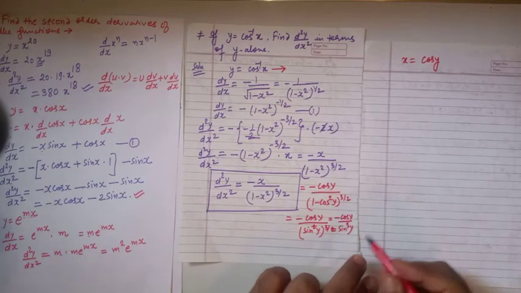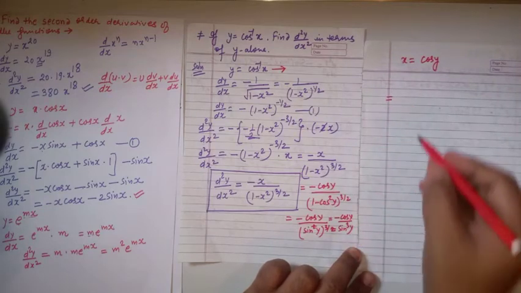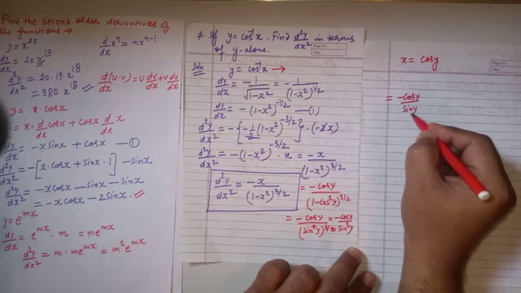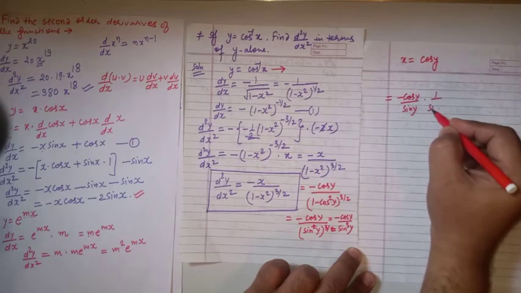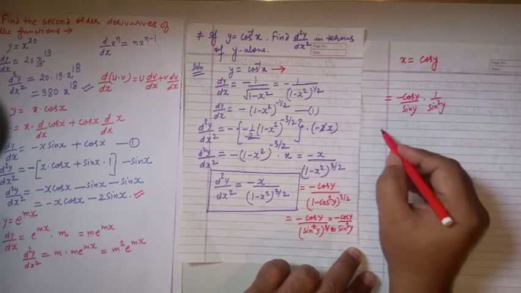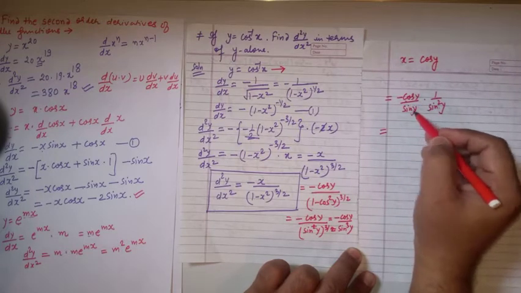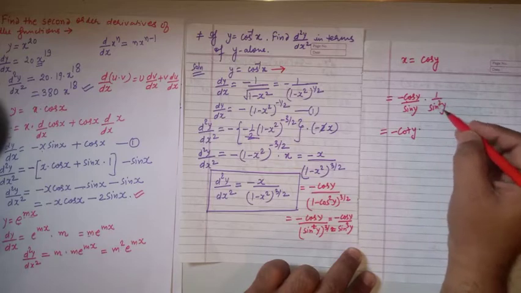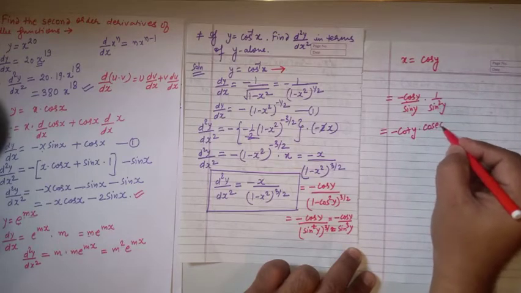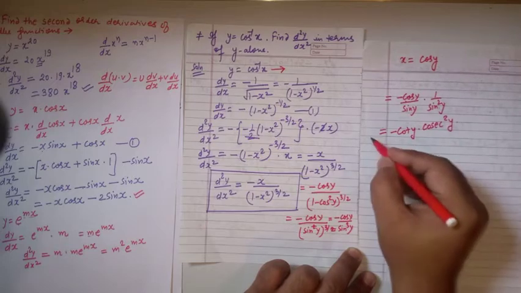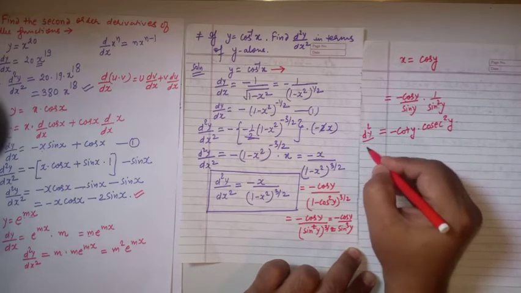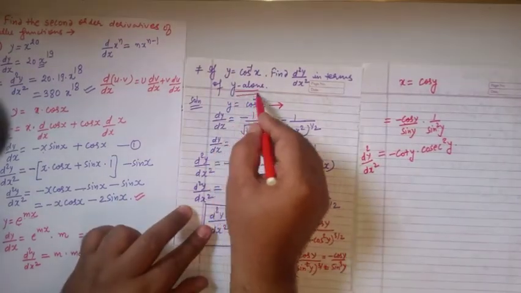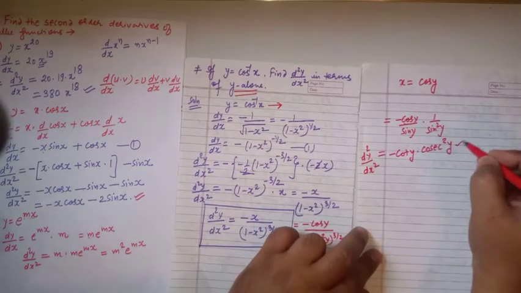Okay, now this can be written as minus cos y divided by sine y times 1 over sine square y. Now minus cos y over sine y is minus cot y, and 1 over sine square y is cosec square y. So the second derivative in terms of y alone is given by this function.